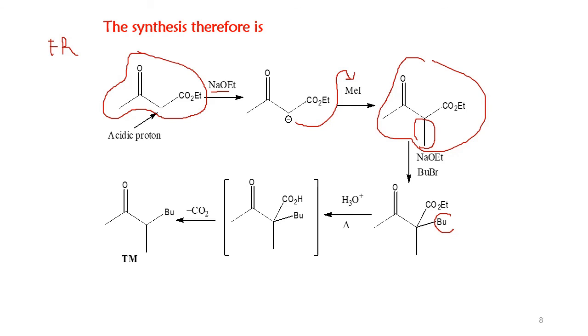After that, this compound undergoes some workup, and when you heat it in the presence of acids, the ester will be converted to carboxylic acid. After that you do some decarboxylation and you get the product, the target molecule.